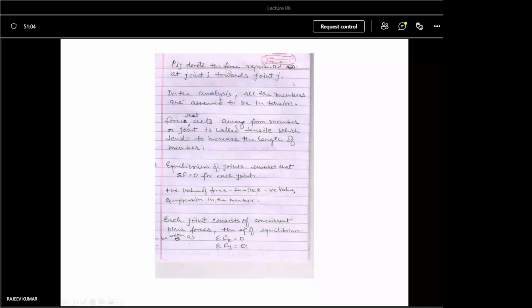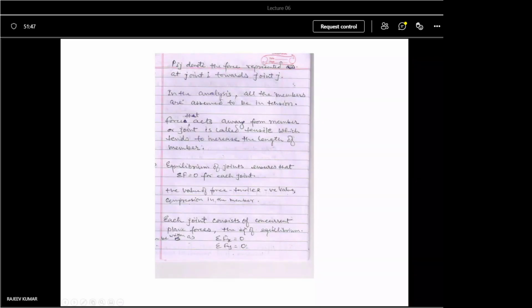Pij denotes the force represented at joint I towards joint J. All the members are assumed to be in tension. That is the assumption. If you assume compression, the answer will become negative. Then you say that this force is a tensile force. A force that acts away from the member or joint is called tensile, which tends to increase the length. Equilibrium of joints ensures that the summation of all the forces is 0 for each joint. A positive value of force is tensile, a negative value is compression in the member.